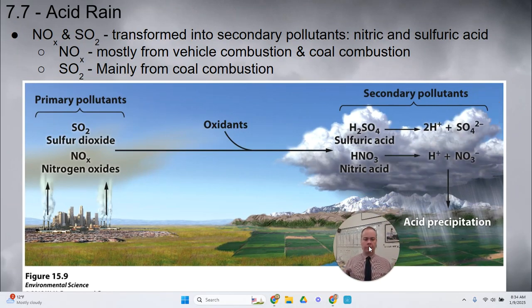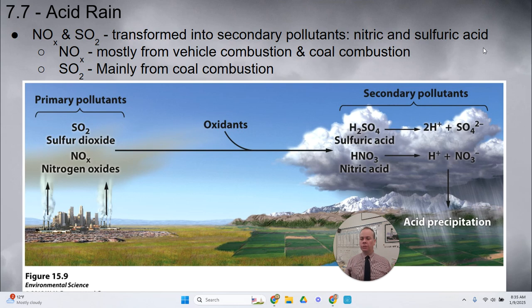In topic 7.7, we're going to be talking about acid rain or acid precipitation or acid deposition. All of those terms generally mean the same thing. And acid deposition, that's the term I'll generally use, the primary pollutants that are released into the atmosphere are nitrogen oxides and sulfur dioxide.